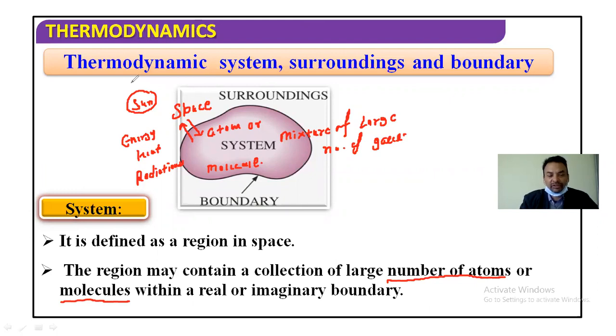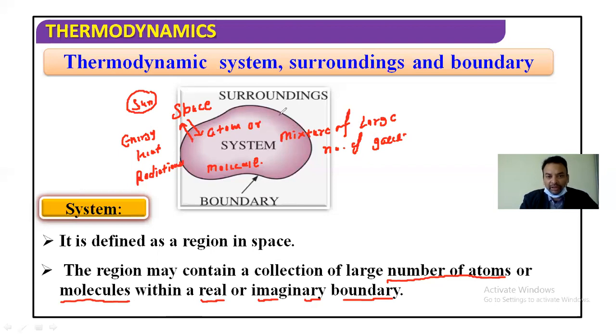Study the exchange of heat or energy from the system to the surrounding. And what is a system? A system is a region of space, and the region may contain a large number of atoms or molecules within a real or imaginary boundary. This boundary, which separates the system from the surrounding, may be a real boundary or a virtual or imaginary boundary.